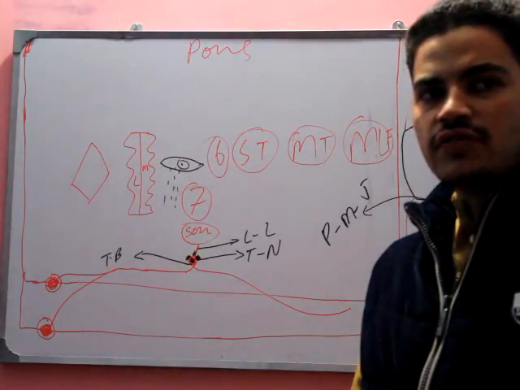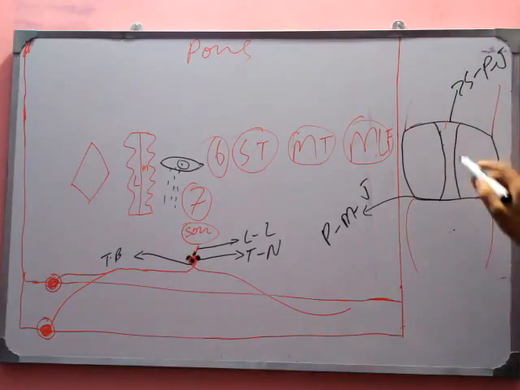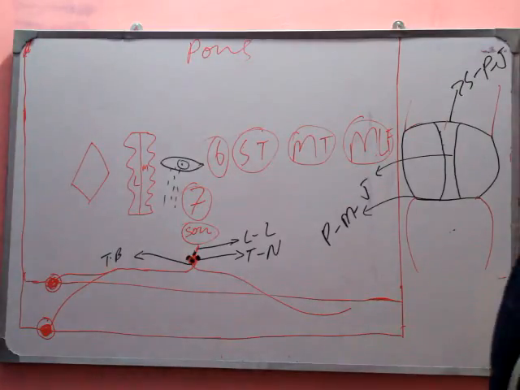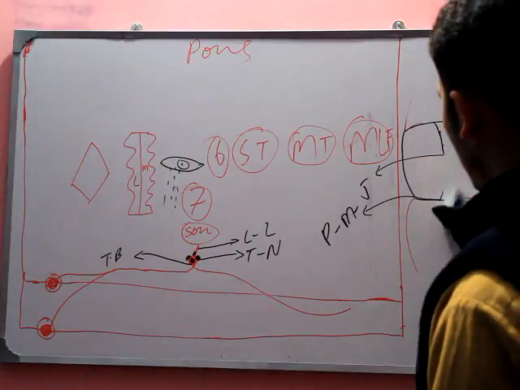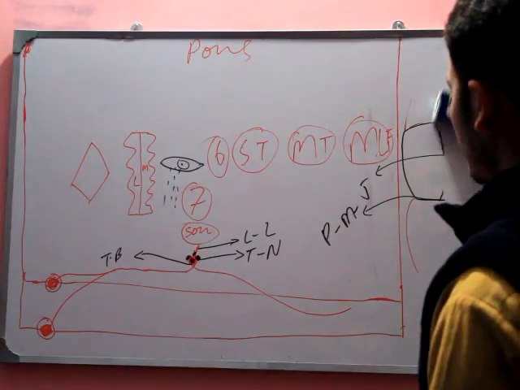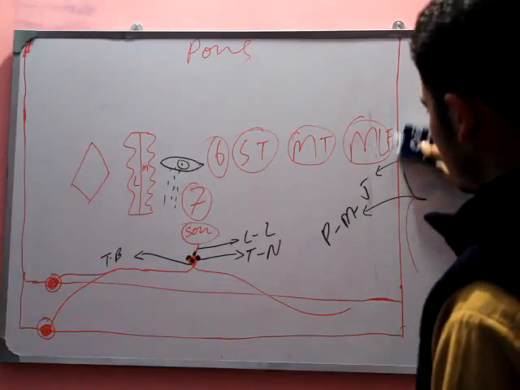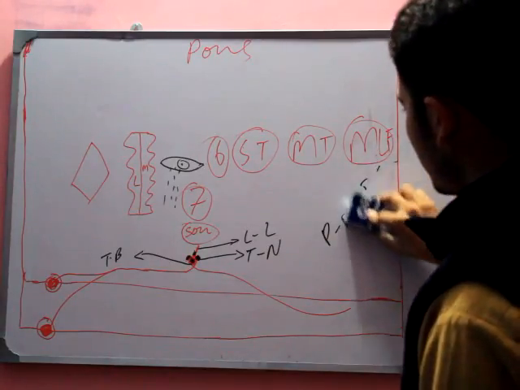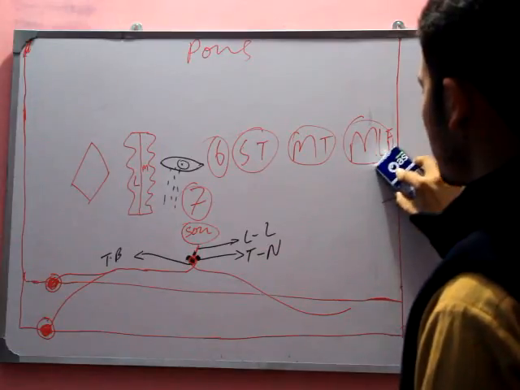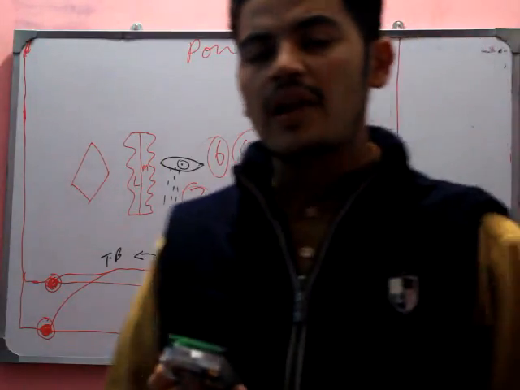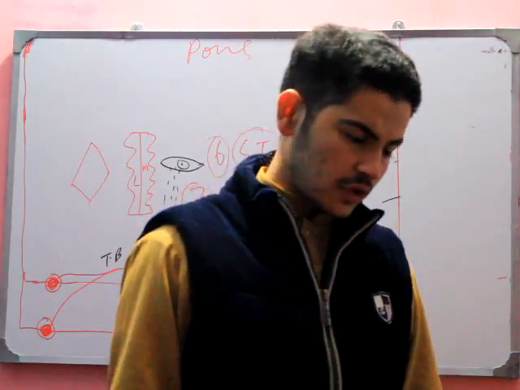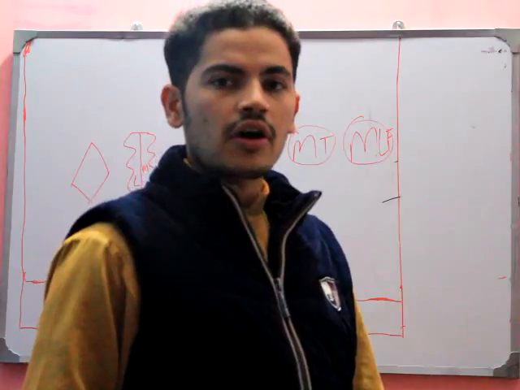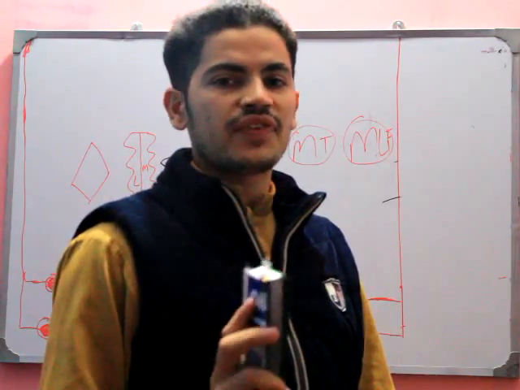It is differentiated from medulla by its midline swelling, which is made by the basilar artery. Now, why is it named pons? It is named pons because it works as a bridge between the two cerebellar hemispheres and between midbrain and medulla. It is connecting the two cerebellar hemispheres.